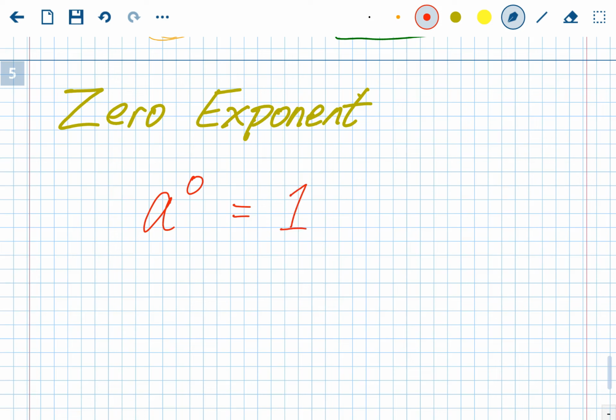Now, if you try and think about it, how do you multiply a number times itself 0 times? Wouldn't that just be 0? Well, no, it can't be. It has to be 1. And there's a quick proof to this that I'll show off to the side.